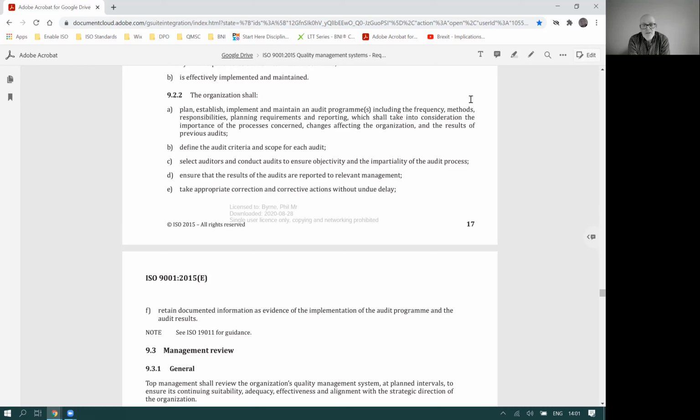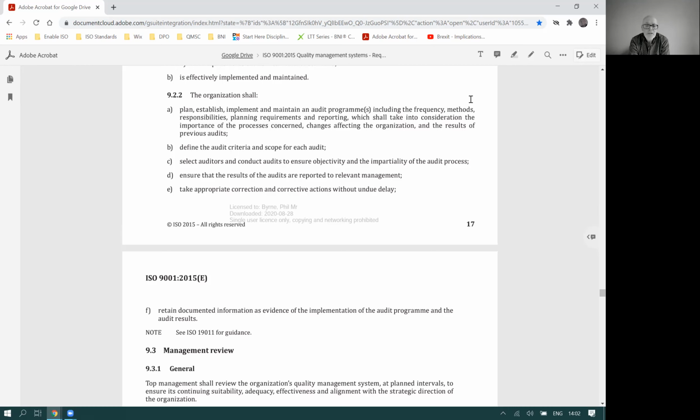F, retain documented information as evidence of the implementation of the audit program and the audit results. That's a given in ISO communities. You're all aware that nearly every clause requires that if there's a criteria to document something, it's to retain information so that you can make the system auditable, I suppose, is the way to express it. There's an important note at the bottom, note C, ISO 19011 for guidance. That's in fact the standard that's published for guidance on auditing of management systems.